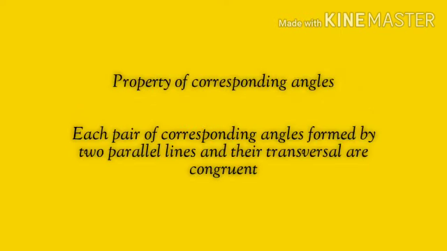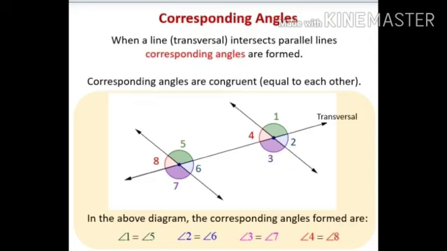Property of corresponding angles. Each pair of corresponding angles formed by two parallel lines and their transversal are congruent. Now, let us understand this property with this example.